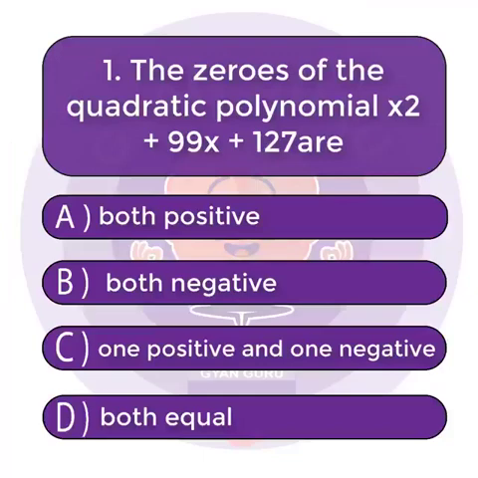1. The zeros of the quadratic polynomial x² + 99x + 127 are: a. Both positive, b. Both negative, c. One positive and one negative, d. Both equal.